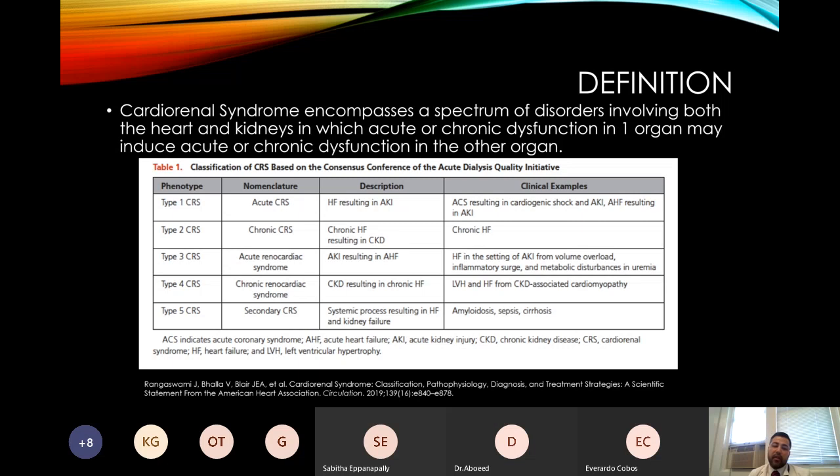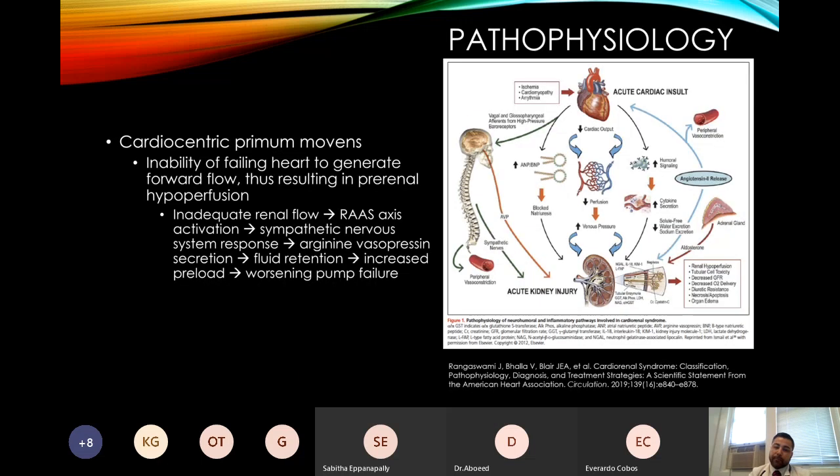Type 4 cardiorenal syndrome, called chronic renal cardiac syndrome, and previously in the literature called uremic cardiomyopathy, is CKD resulting in chronic heart failure, left ventricular hypertrophy, and heart failure from CKD-associated cardiomyopathy. And type 5 is secondary cardiorenal syndrome. It's usually due to a systemic process resulting in heart failure and kidney failure. Examples of this are amyloidosis, sepsis, and cirrhosis. Two months ago, we had an inpatient with leukemia who had type 5 CRS.